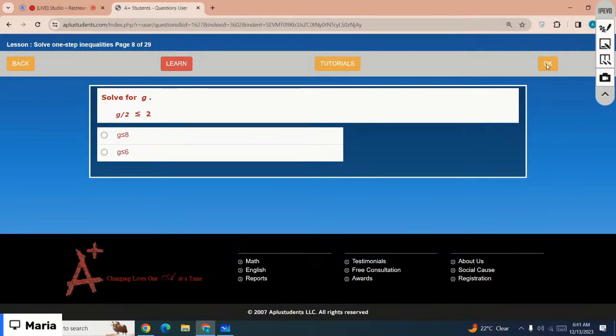But you are not given the correct option. That is 4, and here you are not given the 4. You are given 8 and 6. Hmm, because 2 times 2 is 4, right?